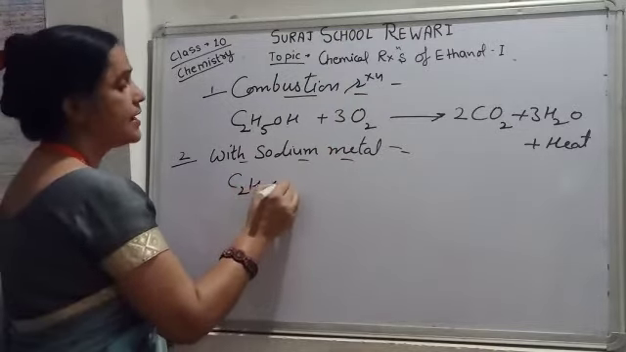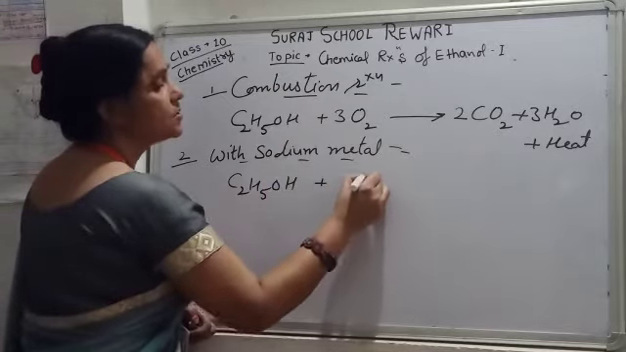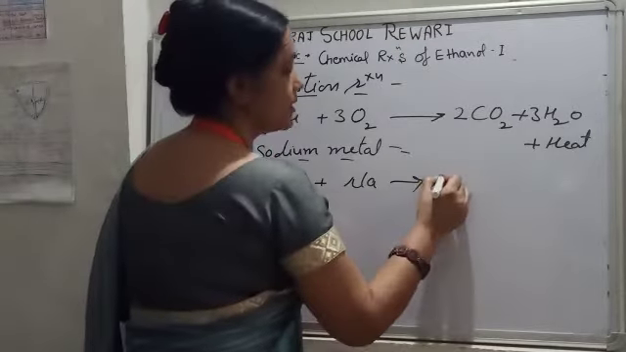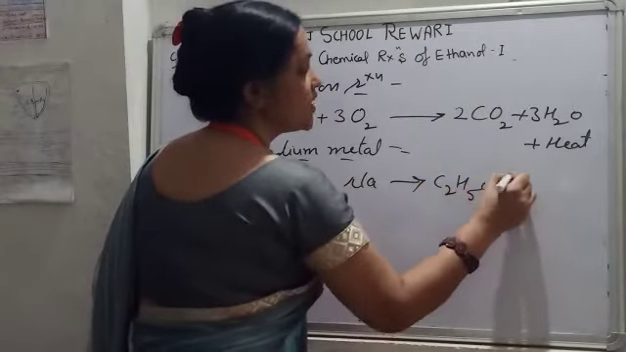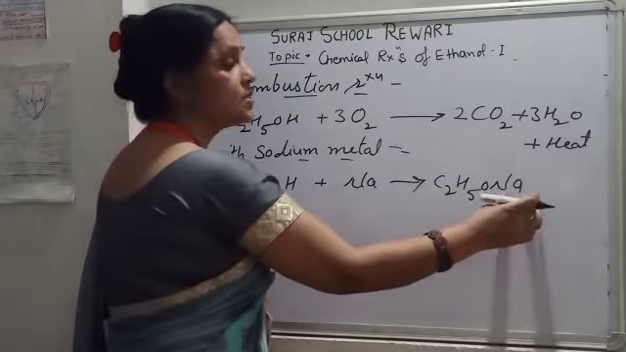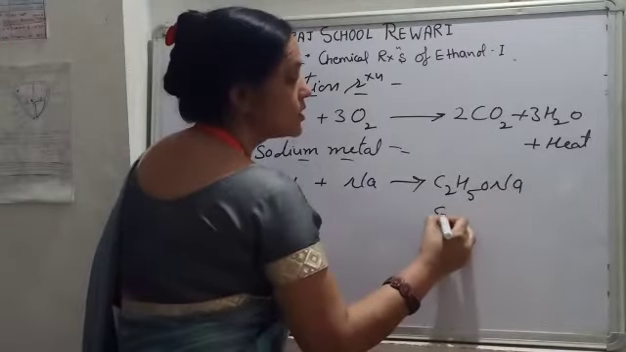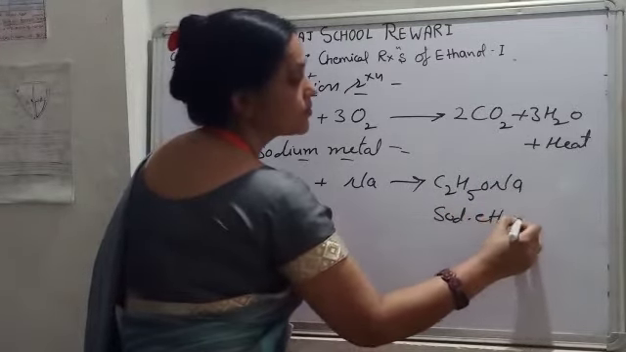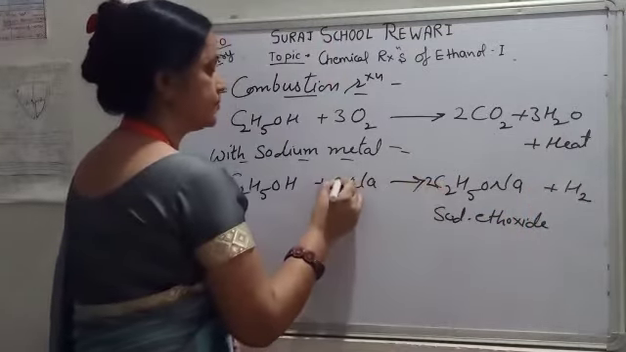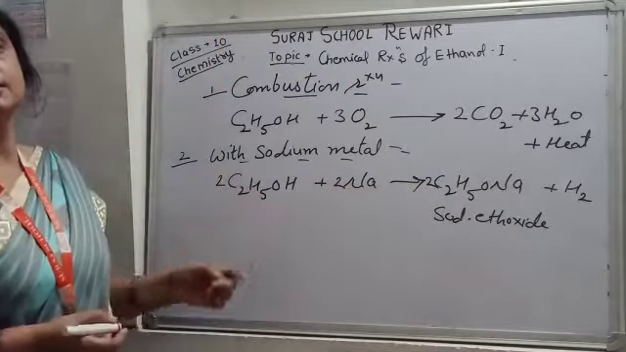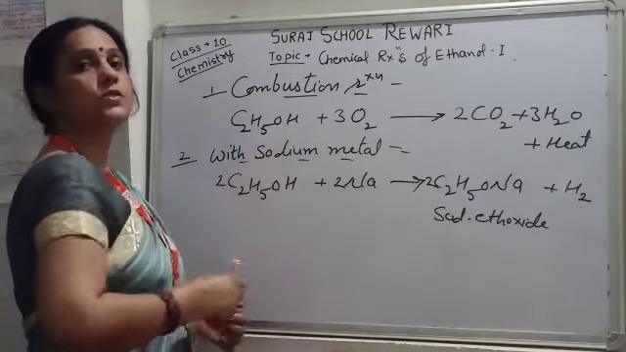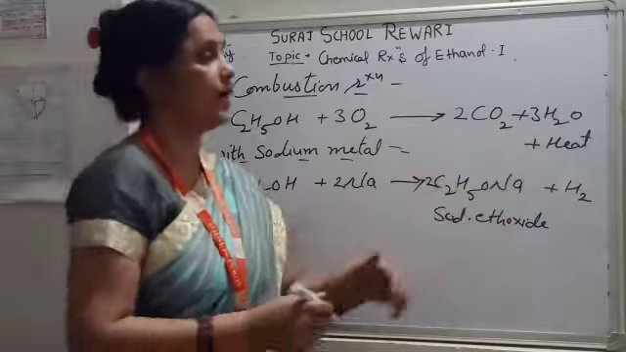It is ethyl alcohol. When it reacts with sodium metal, it produces hydrogen gas and sodium ethoxide, C2H5ONa. Here C2H5O minus is the ethoxide ion and this is sodium. So this compound is called sodium ethoxide, with the evolution of hydrogen gas. It is our complete balanced equation of reaction of ethanol with sodium metal.